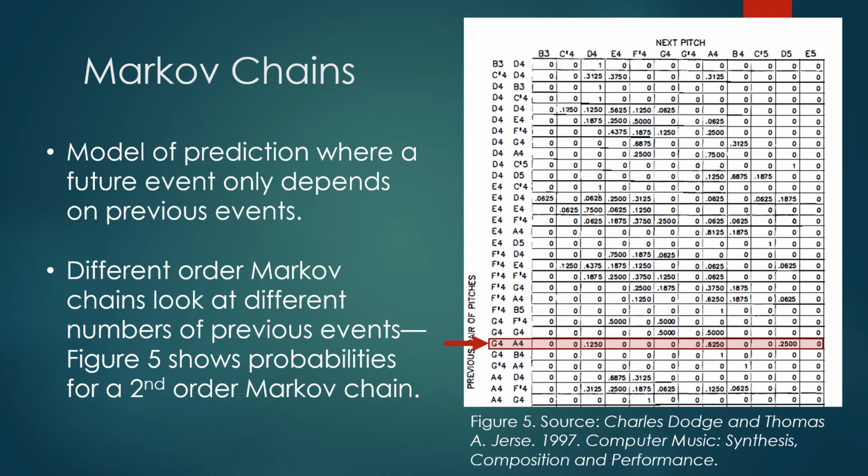What does this mean exactly? Let's consider the highlighted row of the table in Figure 5. In this case, it says that if the previous two notes were G4 and then A4, then there's a 12.5% chance the next note will be D4, 62.5% chance it will be A4, and a 25% chance that it will be D5.